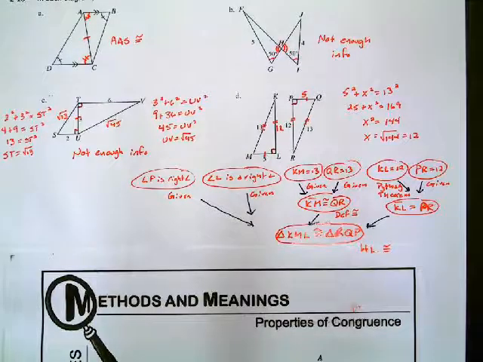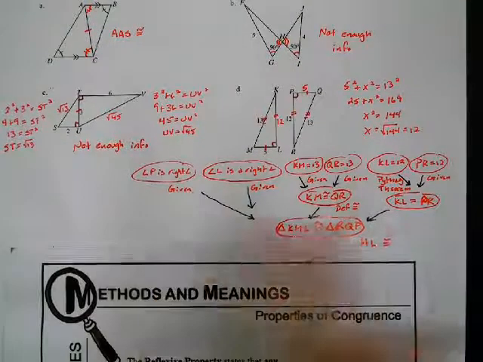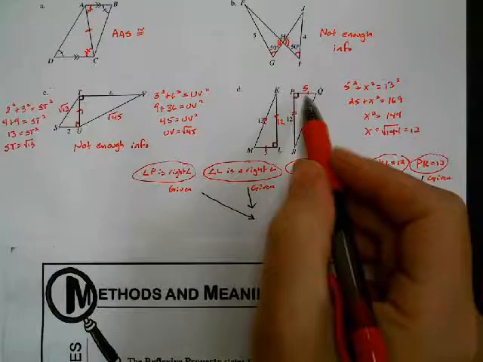All right, so we still used three things. We had right triangles, we had the hypotenuse, and we had the leg. Remember, you could have used the Pythagorean theorem again to prove this is 5, and then you could have used side angle side instead of hypotenuse leg, and that would have worked.